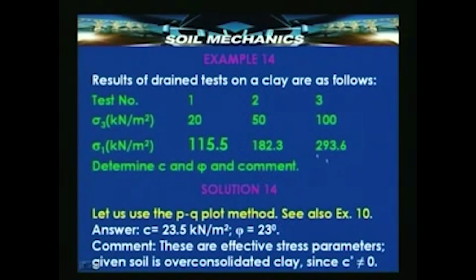Here we have now new examples introduced in this particular lecture. Here is an example in which sigma 3 and sigma 1 are given for 3 samples, C and phi are required.